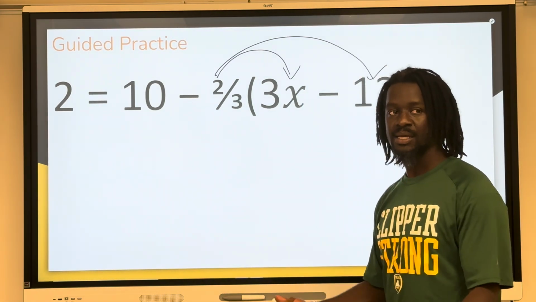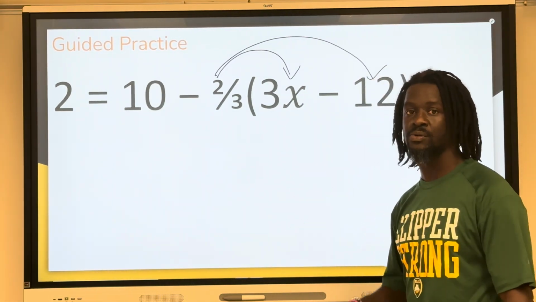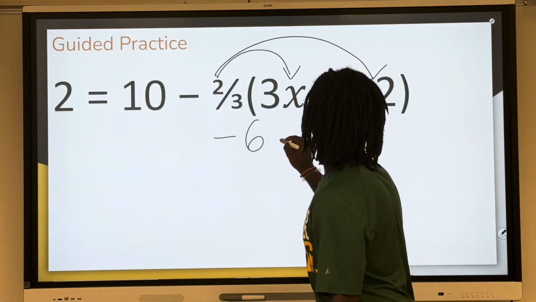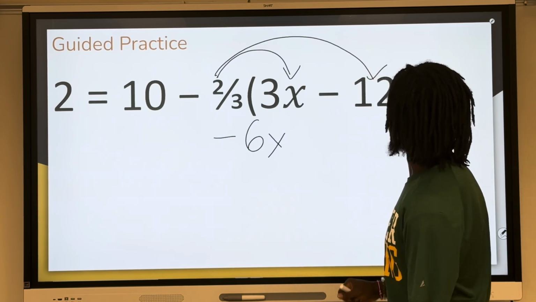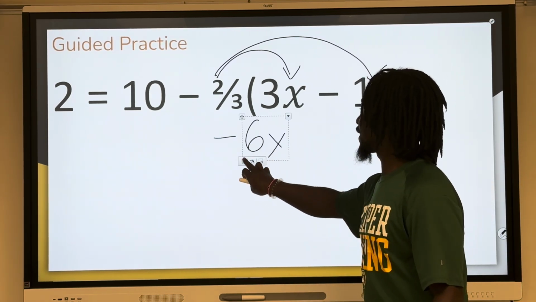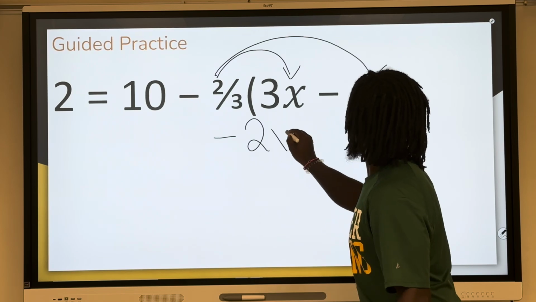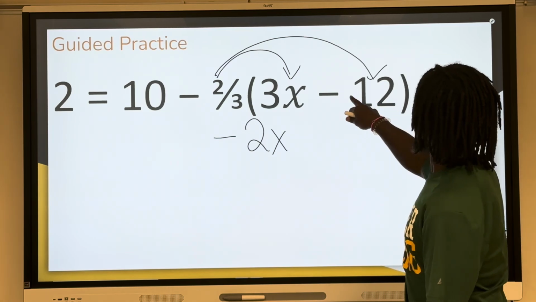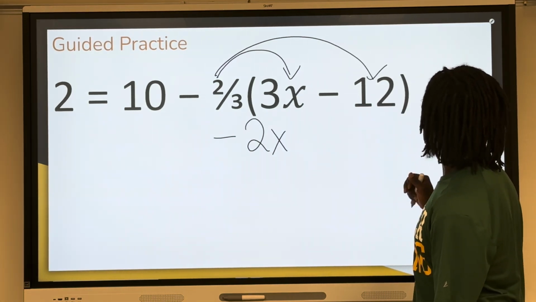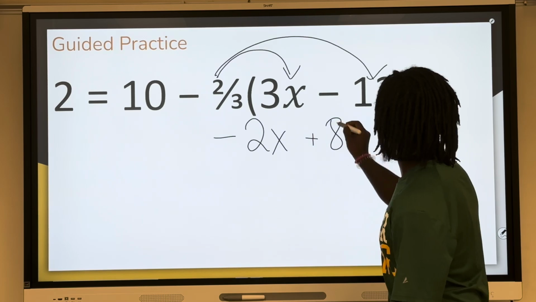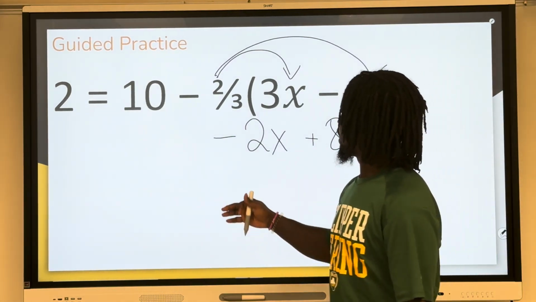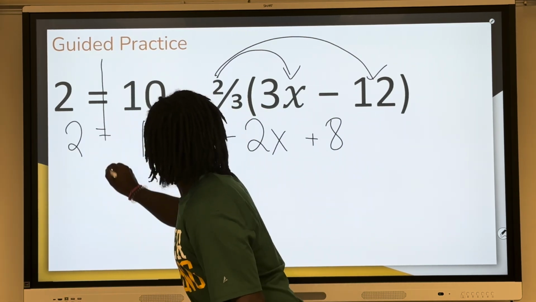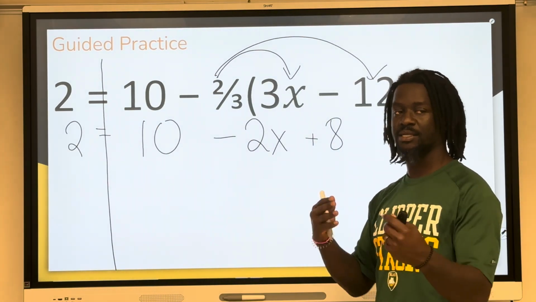If I enter negative 2/3 times 3 into the calculator, I'm going to get a negative 6, okay? And it's negative 6x. I'm sorry, that's not correct. That is negative 2x. Should be a negative 2x. And then if I do negative 2/3 times negative 12, that is going to give me a positive 8. Now, I'm just going to bring everything else down in my equation. Again, you can draw that line if you want to emphasize the two sides.